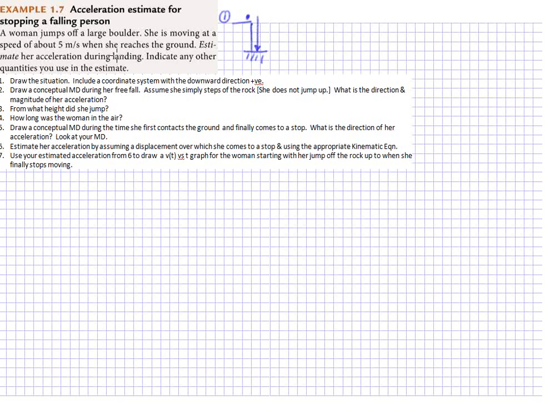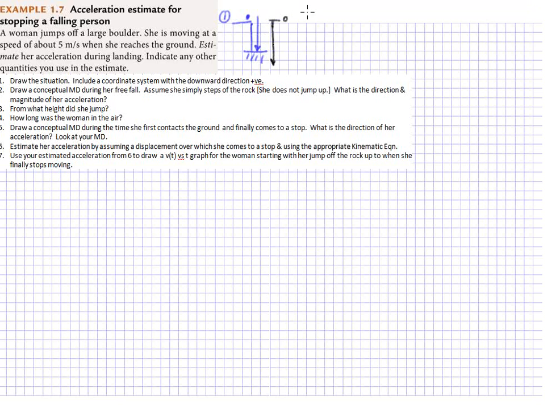So let me choose a coordinate axis whose positive direction is downward and whose origin is at the top of the rock.